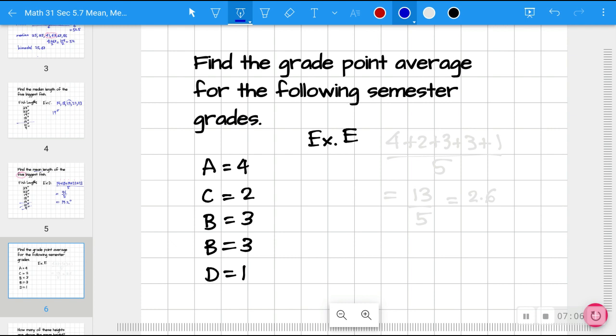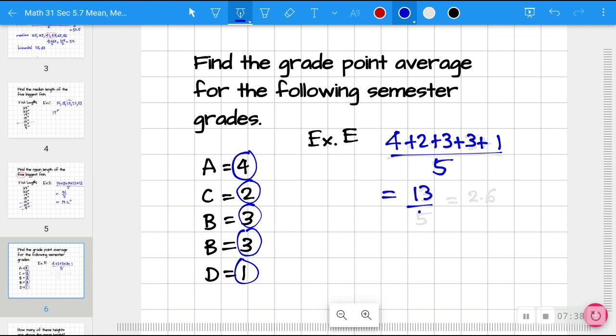Example E. Find the grade point average for the following semester. Somebody got an A, a C, 2 Bs, and a D. And the grade point average for each individual grade is shown here. So we're going to average these. First, add them. And then after you've added them, they come up to 13, and you divide by 5, and you get a 2.6 grade point average. Okay, so quite a ways away from a straight A average, which would be 4.0.